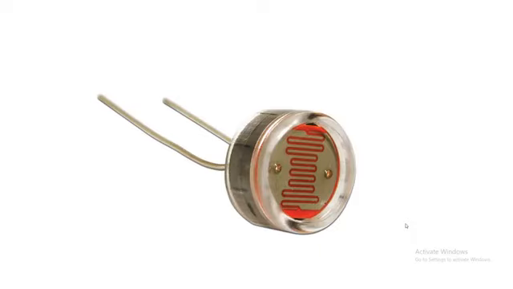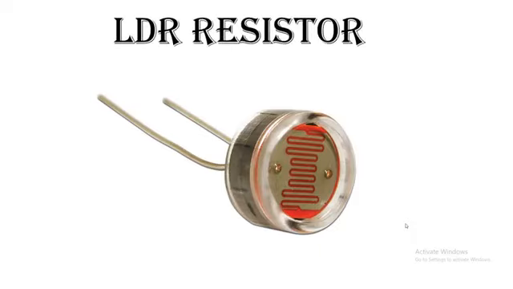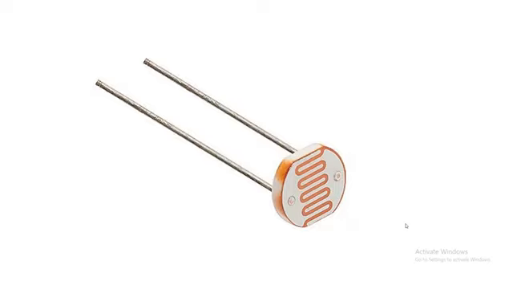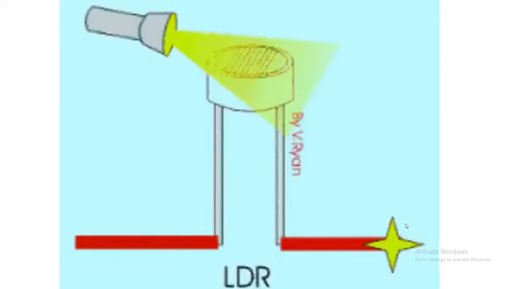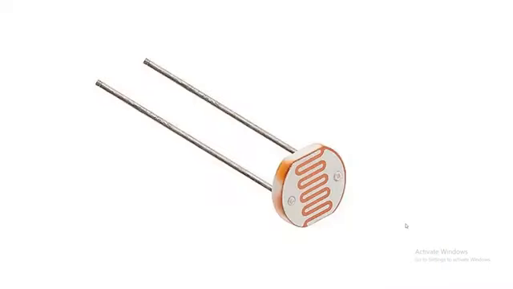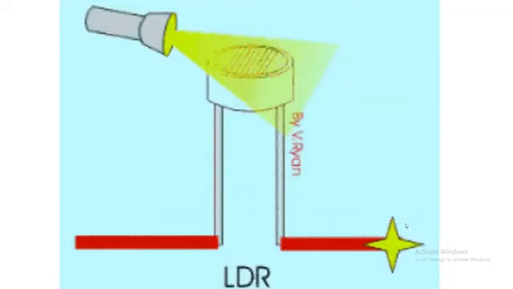The next type is the LDR resistor, light dependent resistor. This resistor is a very common resistor. It's also called a light sensor. When light appears or falls on the surface of this resistor, the resistance becomes very low. When light does not appear on the surface of this resistor, the resistance becomes high.